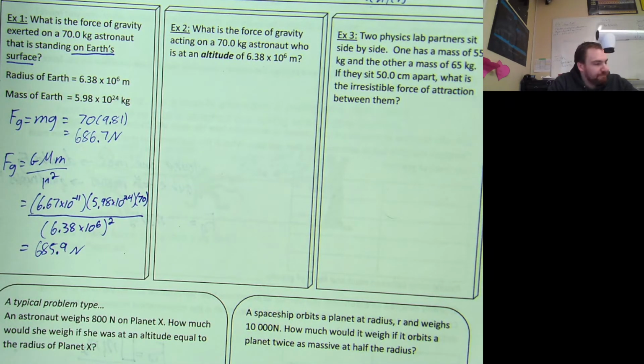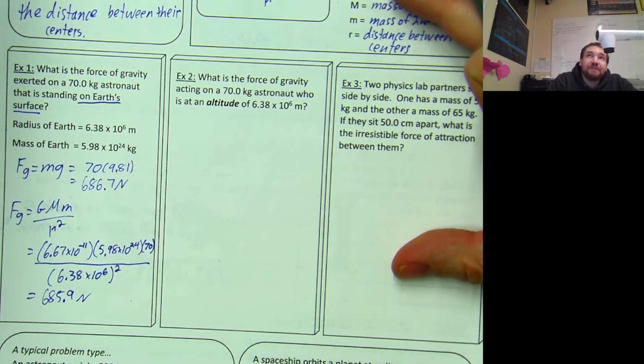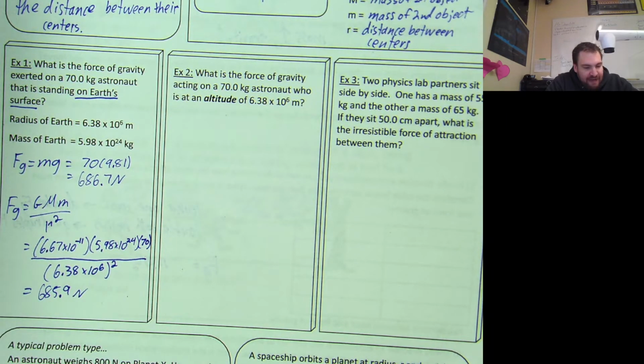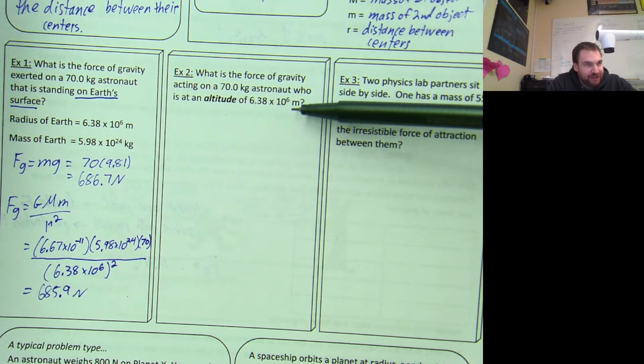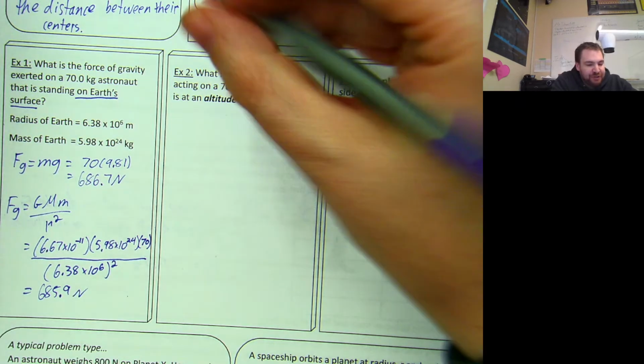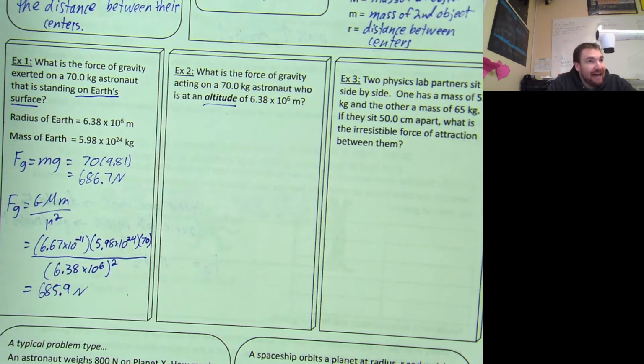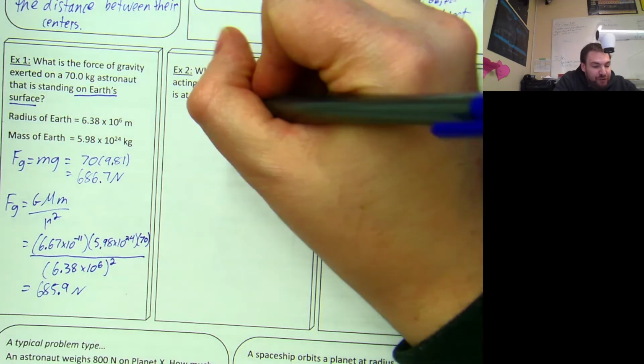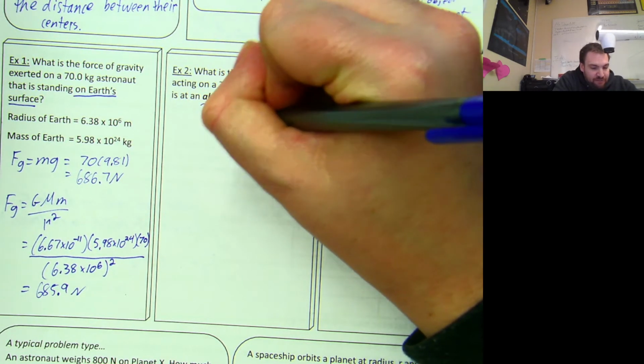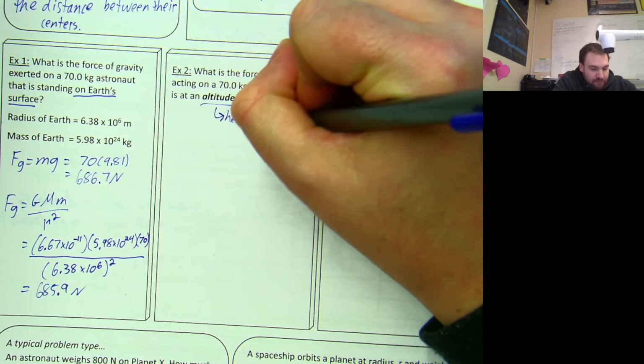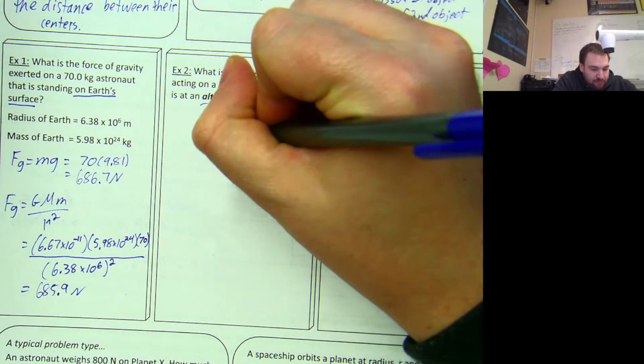Okay, number 2. What is the force of gravity acting on a 70 kilogram astronaut at an altitude of 6.38 times 10 to the 6 meters? What does altitude mean? Height. Height above what? Altitude is height above a surface, usually about the ocean level.